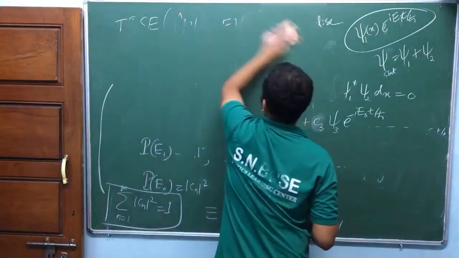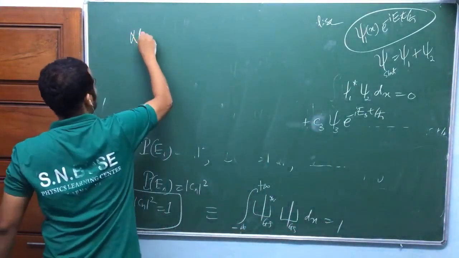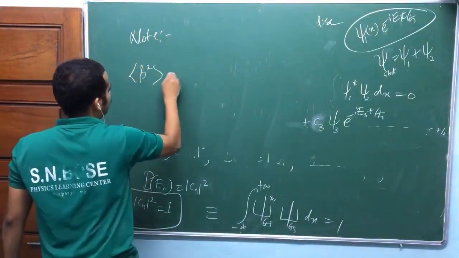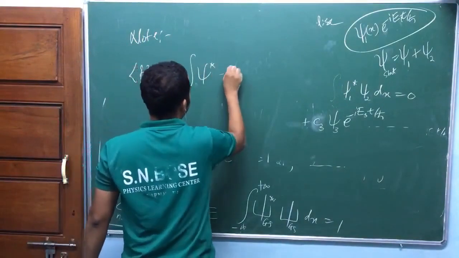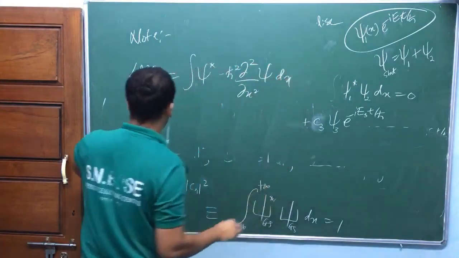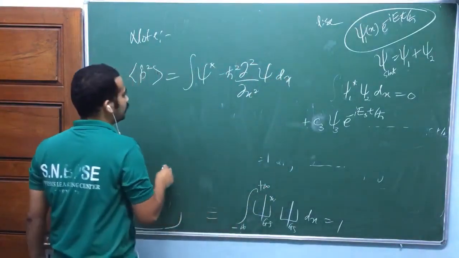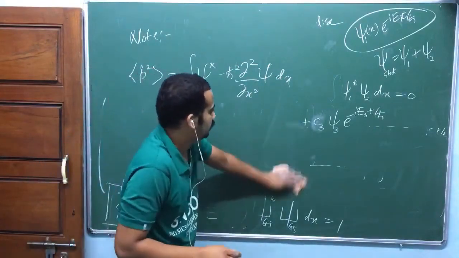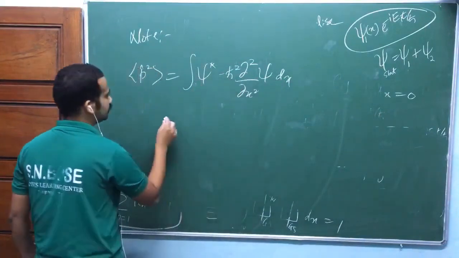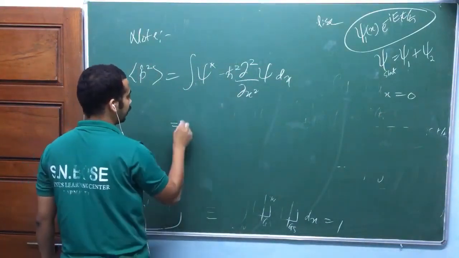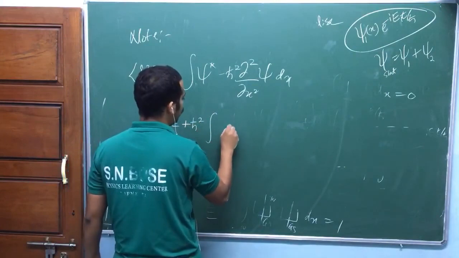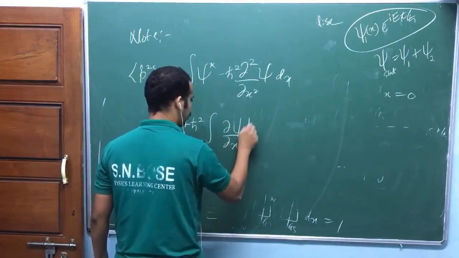Look at here. Note this down. Have a note on this one. You write the expectation of p cap square. Am I right? That's equal to the integral of psi star times minus h bar square dou square by dou x square of psi dx. Am I right? You write like this. There is an idea in the case of a Hermitian operator. One of these dou by dou x can be taken here. This can be written as minus h bar square, and one more negative sign will come, plus h bar square integral mod of dou psi by dou x whole square.